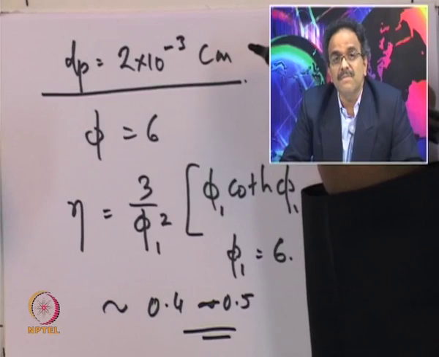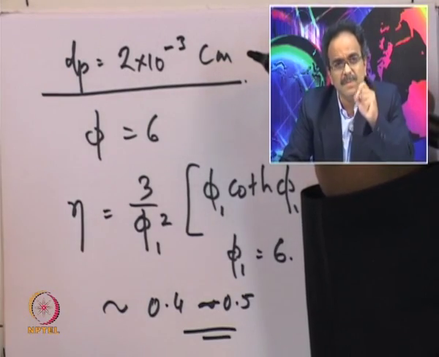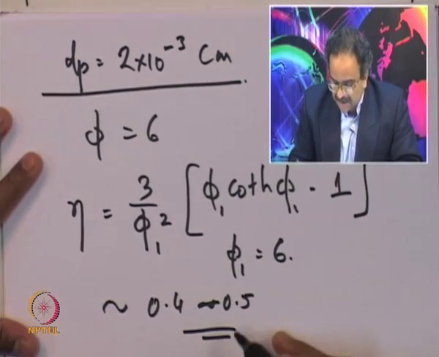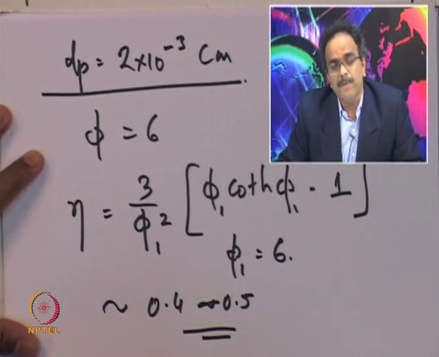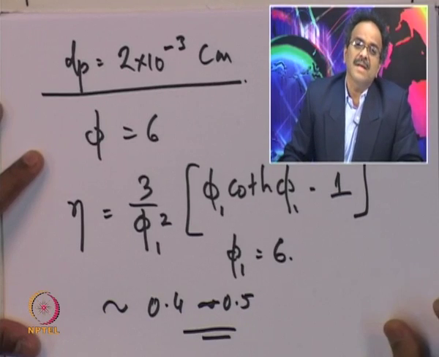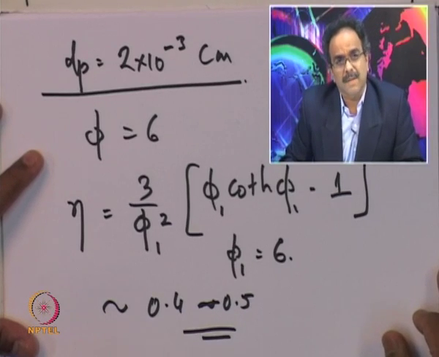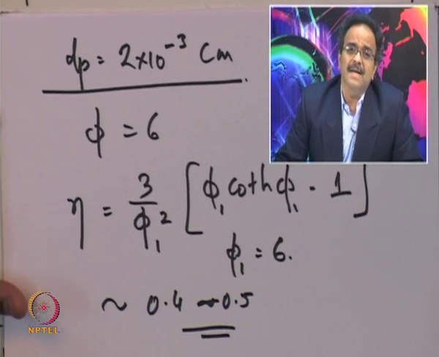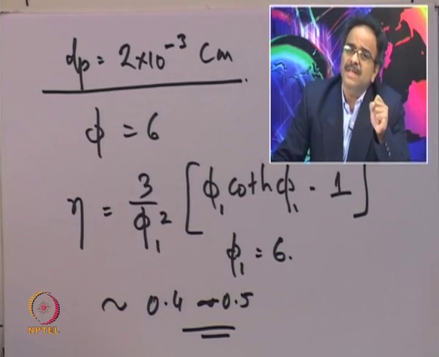0.1 centimeter is 1 millimeter. So, this is going to be less than a millimeter, small, it looks like powder, okay? But still, the effectiveness factor is 0.4 to 0.5, which is something that I am not happy with, okay? So, I need to play with the particle diameter. Can I play with the diffusivity?